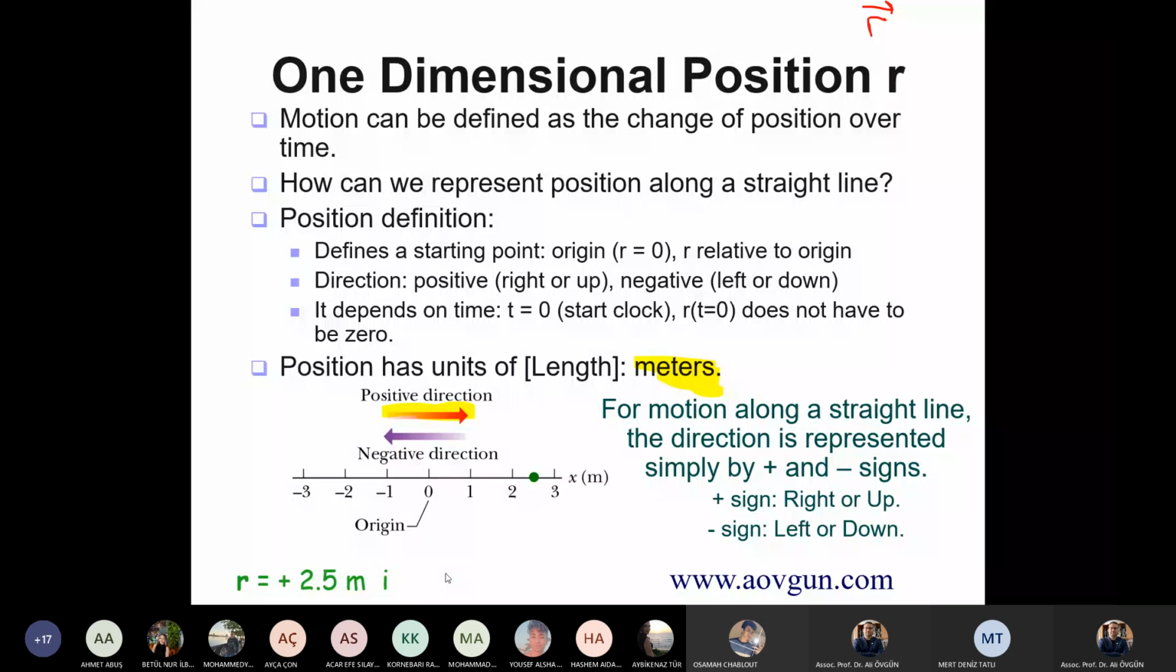So the question is, how can you find your displacement? You know this is the initial position and this is the final position. Now, by using the initial and final positions, we are going to find your displacement.